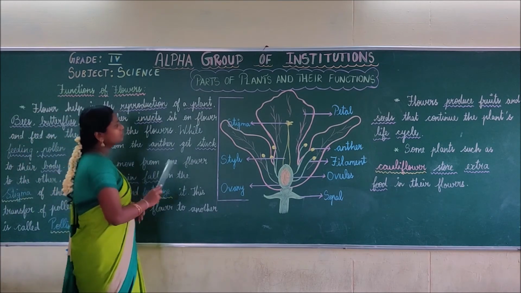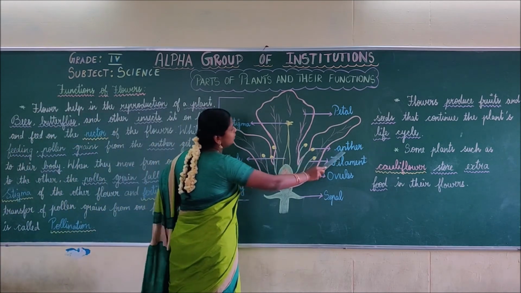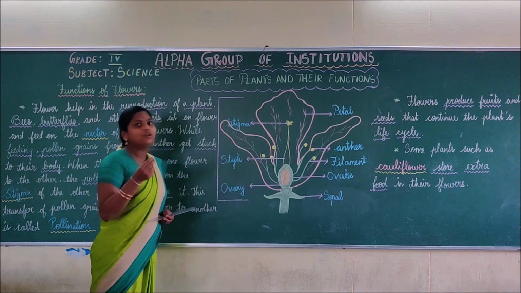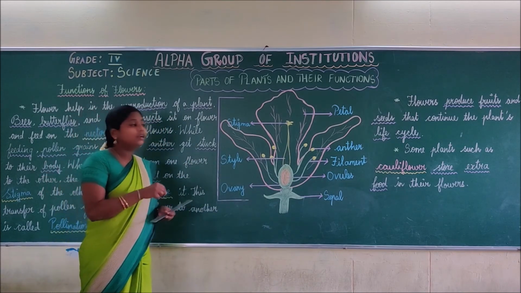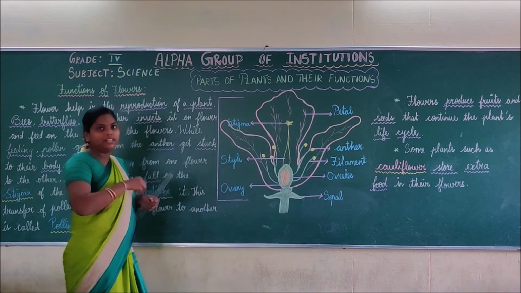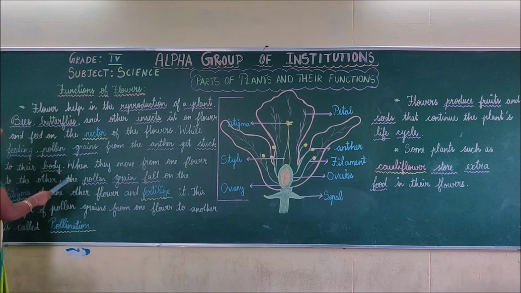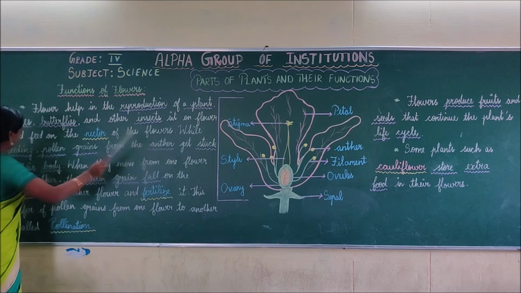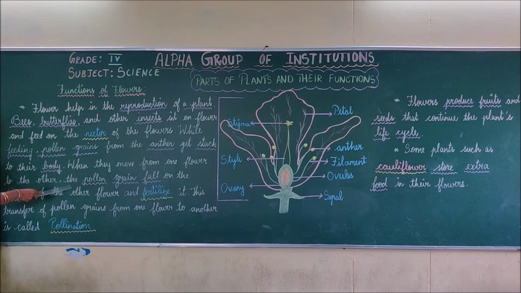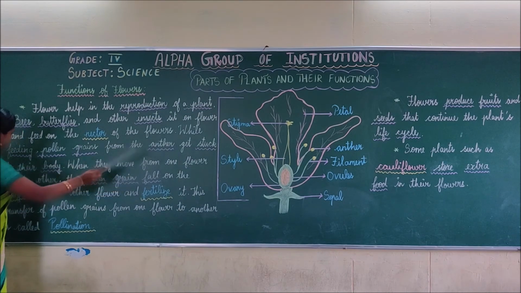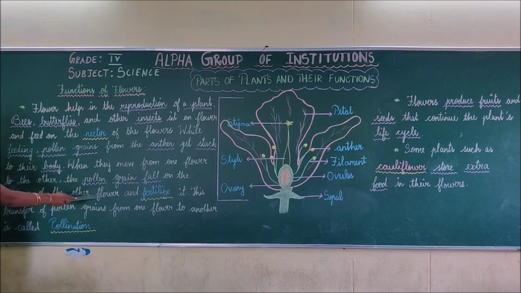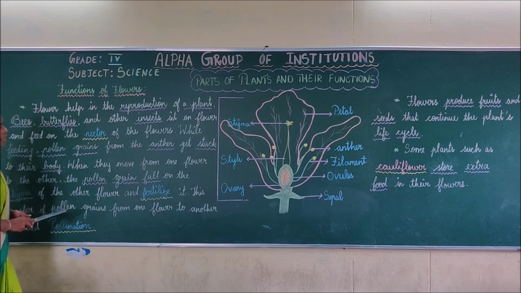Here you can see this is the anther, and from here small pollen grains will get stuck onto their body, and they will take it to another flower. When they move from one flower to another, the pollen grains fall on the stigma of the other flower and make it fertile. So what happens here?